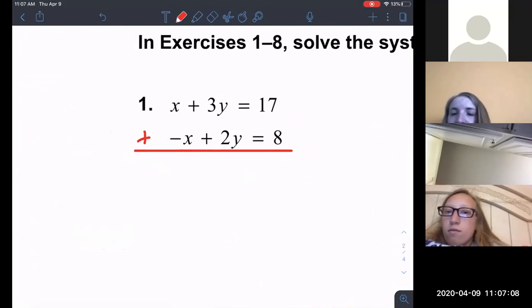Okay, so when we add them together, we get 0x here, so the x's just drop out. 3y plus 2y is 5y, and 17 plus 8 is 25.